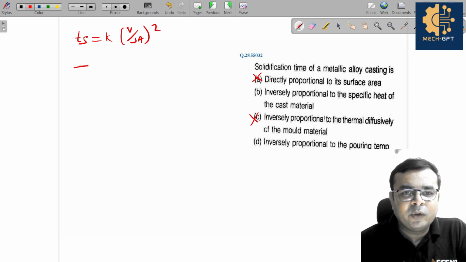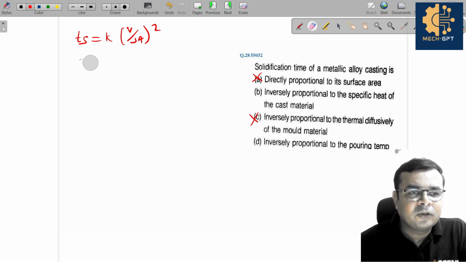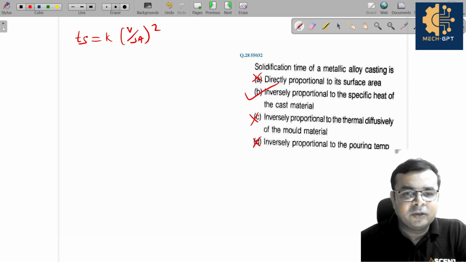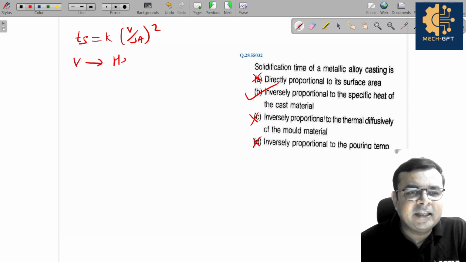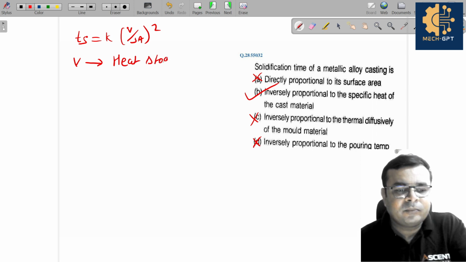So let's see, if you increase the pouring temperature, then the solidification time will be decreased. This is wrong. This option is also wrong. Is it clear? So the correct answer is inversely proportional to specific heat. You can see from this equation, volume indicates heat storage. Yes or no?